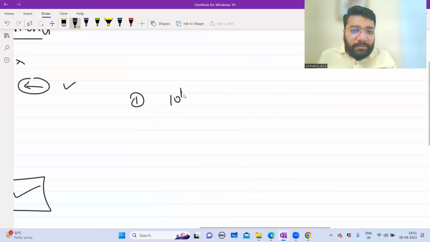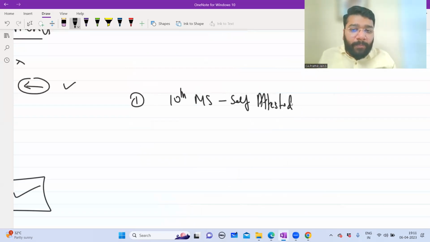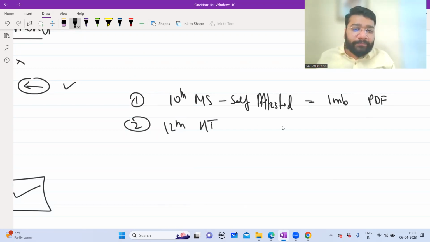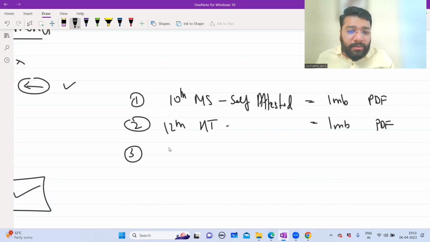First is the 10th mark sheet. It should be self-attested, and the size should be 1 MB in PDF format. Second will be the 12th hall ticket, 1 MB PDF. Then your photo, either passport size or stamp size, that I'll confirm with you.